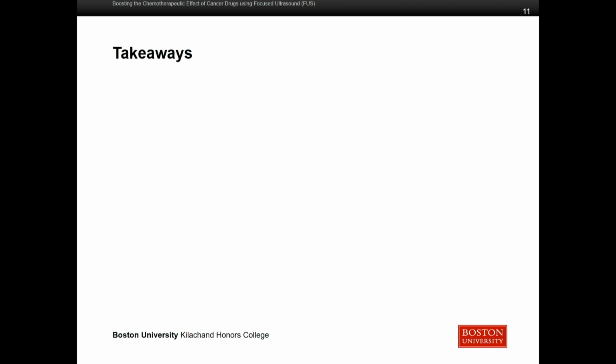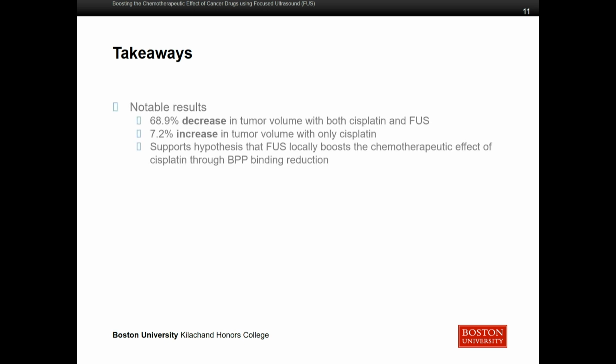So some takeaways I want to draw your attention to is firstly, that the precise results we determined was that we had a 68.9% decrease in tumor volume for the cis plus and FUS positive group, which was much greater than any results that had been seen in the literature previously using this technique with other drugs. So we were very excited about that result, especially relative to the 7.2% increase in tumor volume for mice who only received the cisplatin treatment. So as you might expect, it was surprising for us to see that even giving a well-known, very useful chemotherapy technique didn't even decrease the volume of the tumor. It still resulted in a slight increase compared to our method, which significantly decreased it.